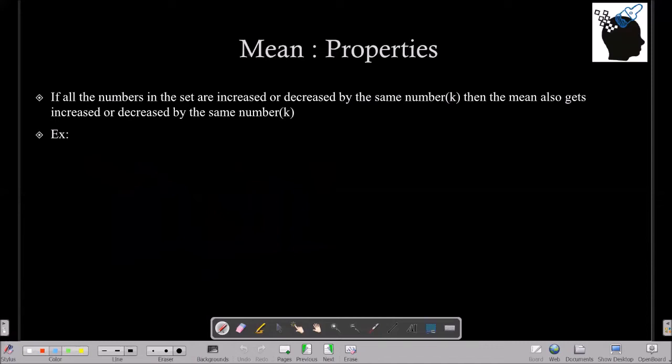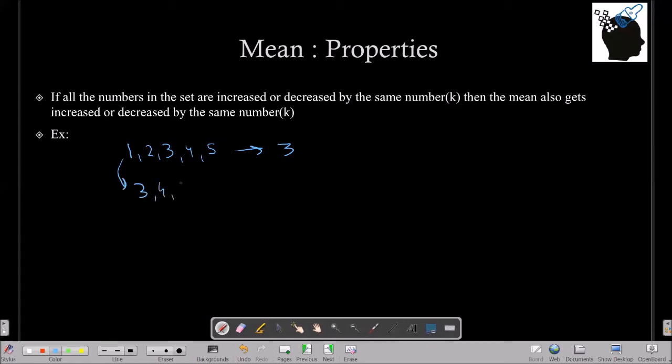So if all the numbers in the set are increased or decreased by the same number, then the mean also gets increased or decreased by the same number. Let's take an example. So let's say the set given to us is 1, 2, 3, 4, 5. And we already know that the mean of this set is 3. Now let's go and add 2 to all the numbers.